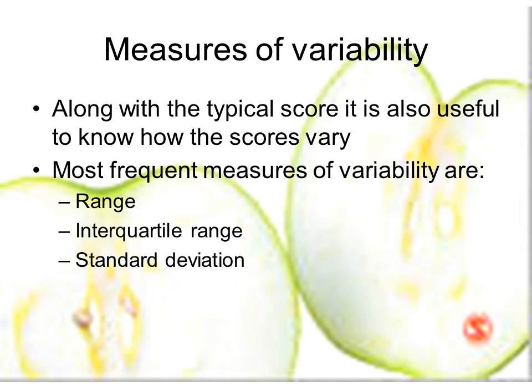Something else we're going to look at when we're measuring our data is measures of variability. In our measures of variability, basically what we're going to be looking at is how do things vary? How do our scores vary? And how can we measure that variability? Along with the typical score, it's also very useful to know how the scores actually vary. The most frequent measures of variability are range, interquartile range, and standard deviation.